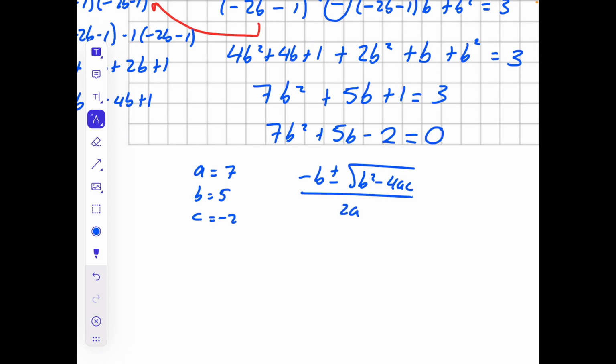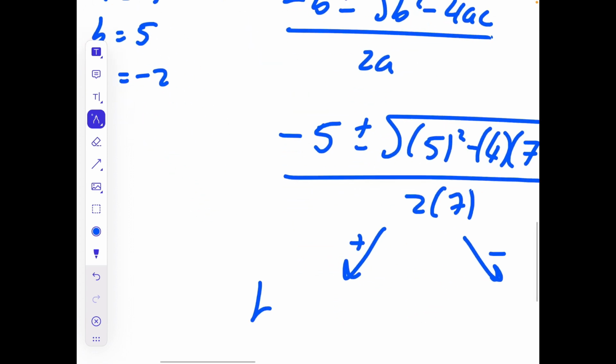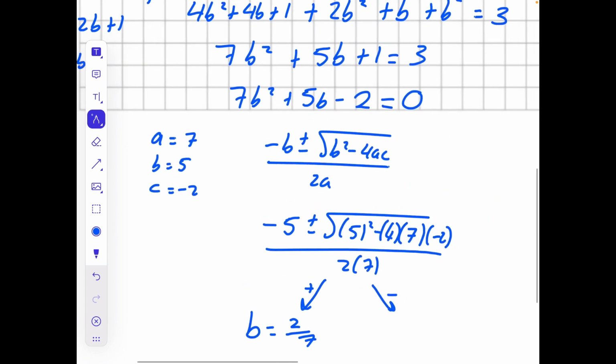Now, be careful. I know there's b's here in the question as well. Just try not to get confused. They do that, I think, on purpose to try and catch you out. But we should be okay. So it'll be minus 5 plus or minus the square root of 5 squared minus 4 by a, which is 7, by c, which is minus 2, all over 2 by 7. Into your calculator, put the plus in front of the square root first. And we will get out 2 over 7. So b is equal to 2 over 7.